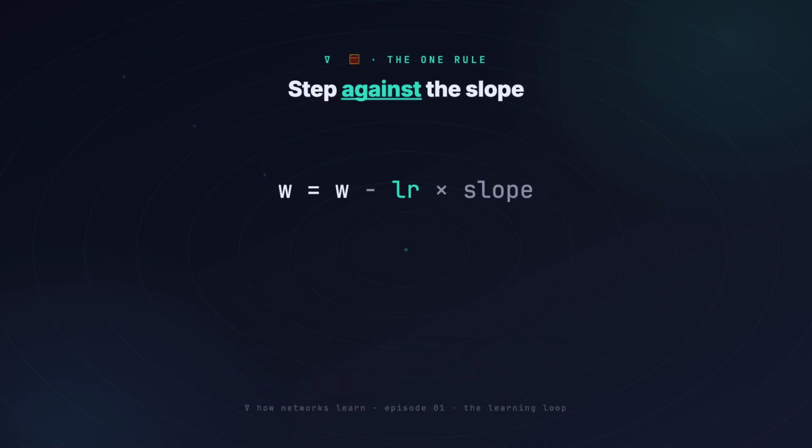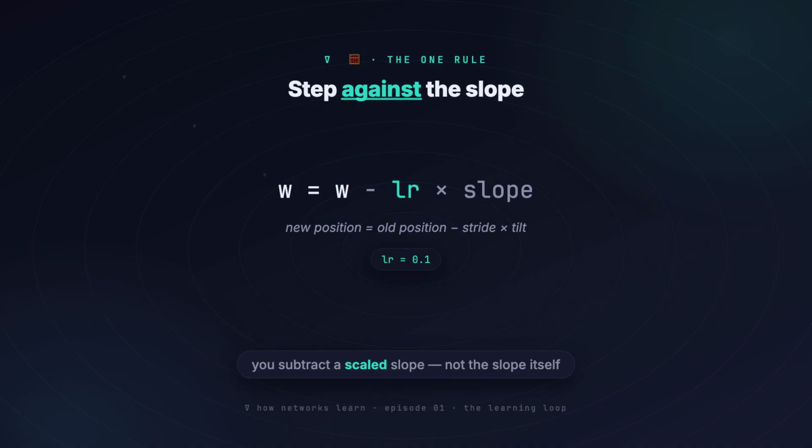Here's the rule we shuffle by, and it's the heart of the whole course. New W = old W - learning rate × slope. Step against the slope: uphill slope means step left, downhill slope means step right, by an amount set by the learning rate. We'll use 0.1. The misconception: people think you subtract the slope itself. You don't. You subtract the scaled slope. The learning rate is the size of your stride and it matters enormously. We'll spend a whole episode breaking it. For now, 0.1 gives us a nice calm walk down.